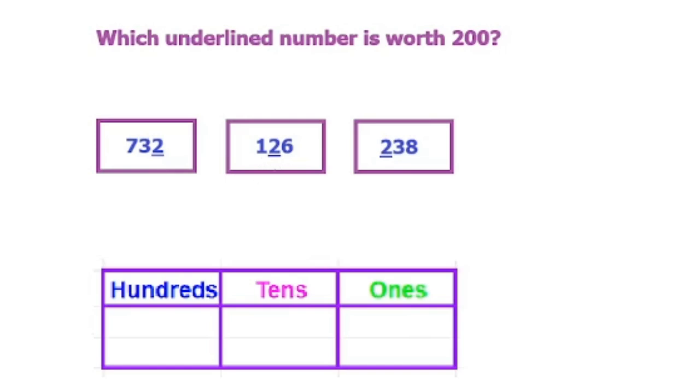Let's look at this number, 126. The 2 is underlined here, and this 2 is in the tens column, so that 2 is only worth 20. And then if we look finally at this number, 238, this 2 is in the hundreds column, and it's worth 200. So this is the one that is worth 200. So let's write it in.